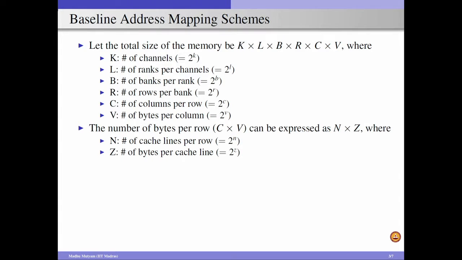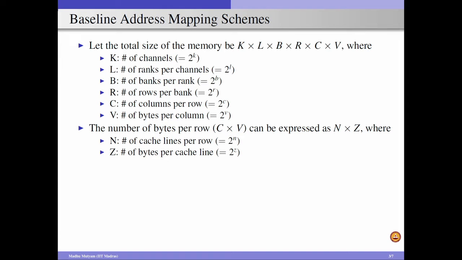V bytes, so now because typically the data transfer between the multiple levels of caches and the memory happens at the cache line granularity, we relate these last 2 terms C and V in terms of the cache lines. So for that, let us assume that n is the number of cache lines per row and Z is the bytes per cache line, so that C into V can be replaced by n into Z.